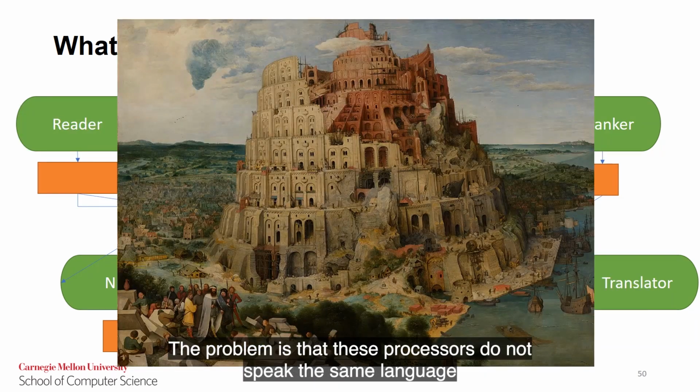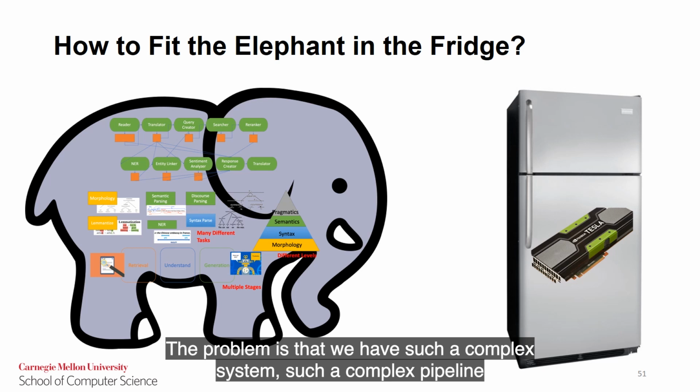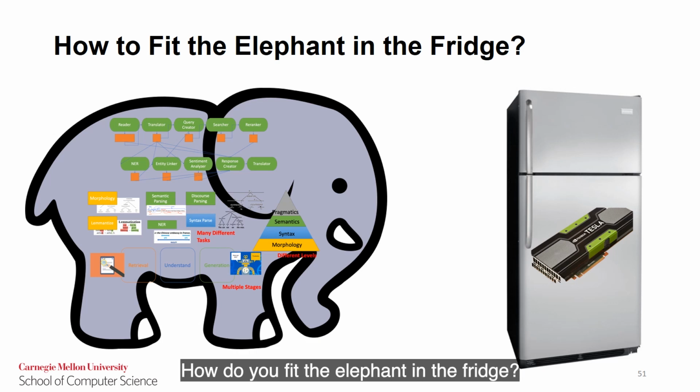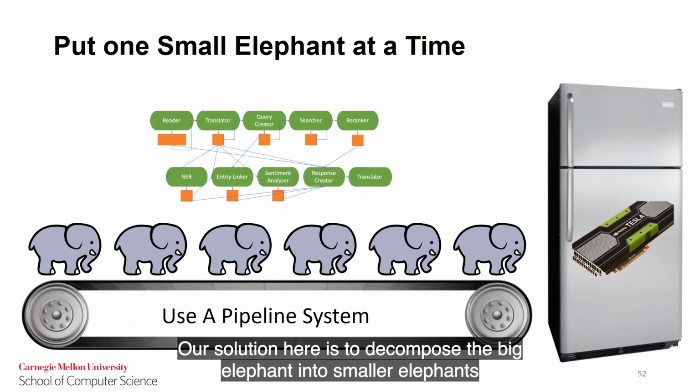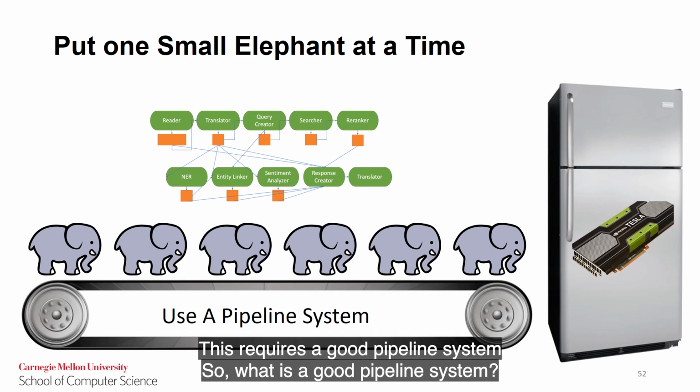The problem is that these processors do not speak the same language. Another problem is that we have such a complex system, such a complex pipeline with many different types of processors. How can we fit them all into a GPU? How do you fit the elephant into the fridge? Our solution here is to decompose the big elephant into smaller elephants and to put each elephant into the fridge at a time so that we can avoid the computation issues. This requires a good pipeline system. So what is a good pipeline system?